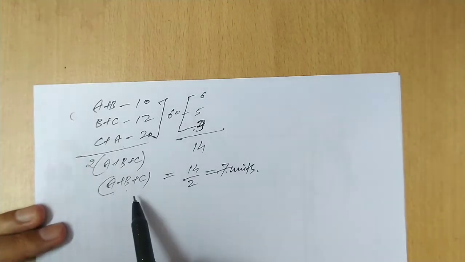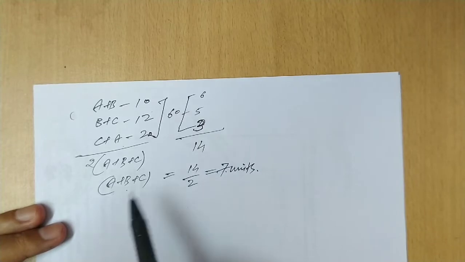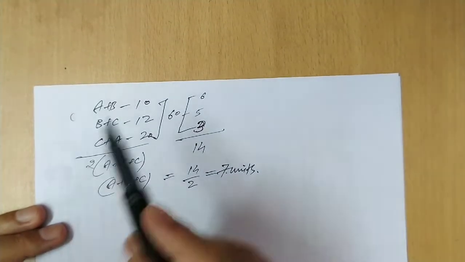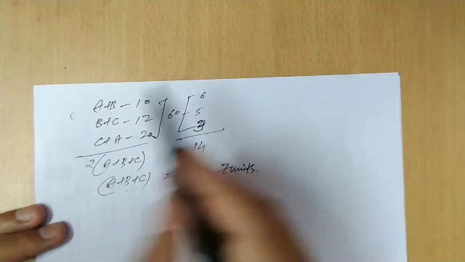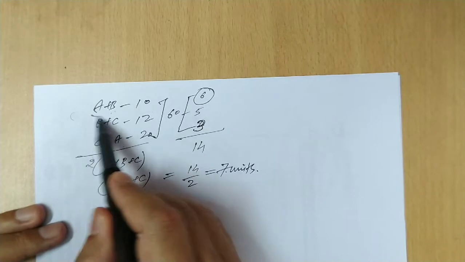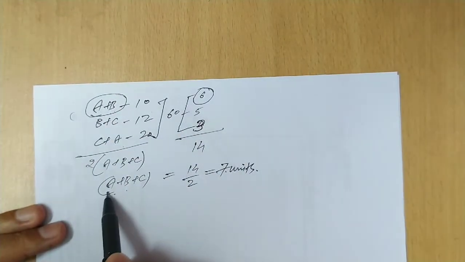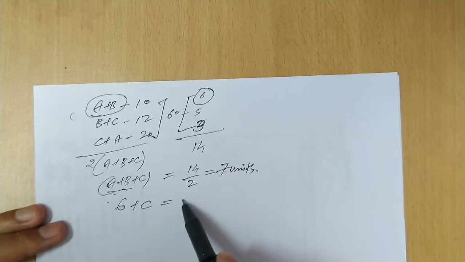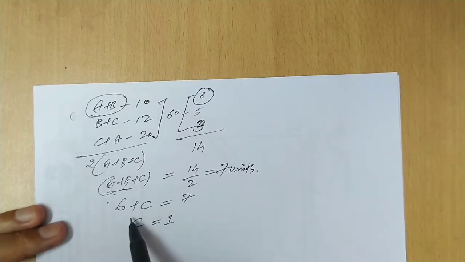Now here it says we need to find how much time is required if they work alone to complete the whole work. Now you can see here a plus b, the efficiency of a plus b is 6. So if we put the value of a plus b here, 6 plus c is equal to 7. So c is equal to 1. So c's efficiency is 1.